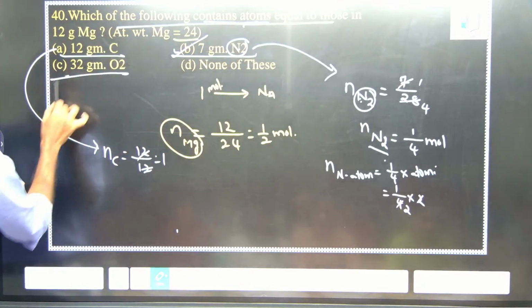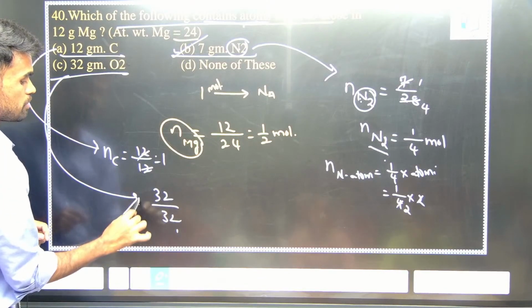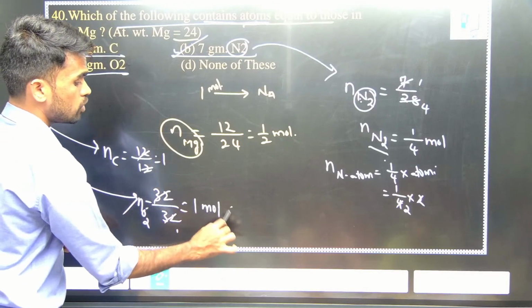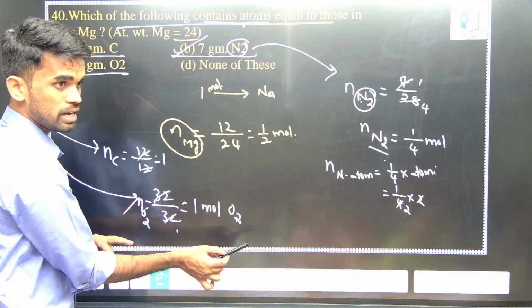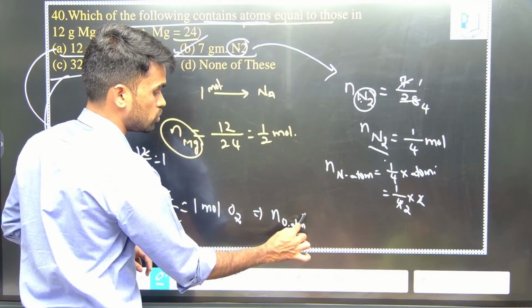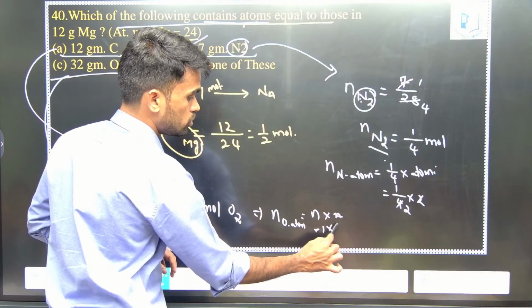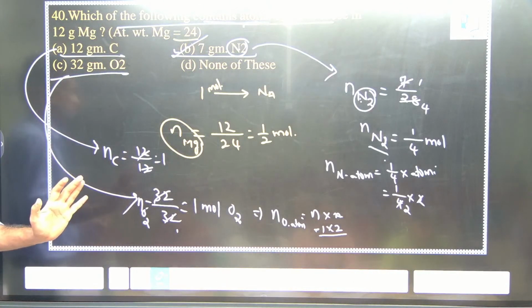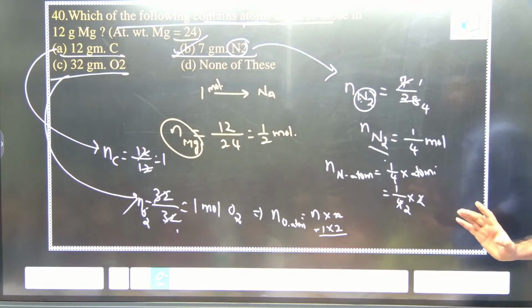Next, tell me for this one. 32 by 32. So this is the number of moles of O2 you got. So it is 1 mole of O2. But I want atoms. In one molecule, how many are there? 2. So if I ask the number of oxygen atoms, what you need to do is number of moles into its atomicity. So 1 into 2. So it will be 2 moles of oxygen atoms. Okay. So which is a suitable answer? D. Next. So this is also a PYQ question.